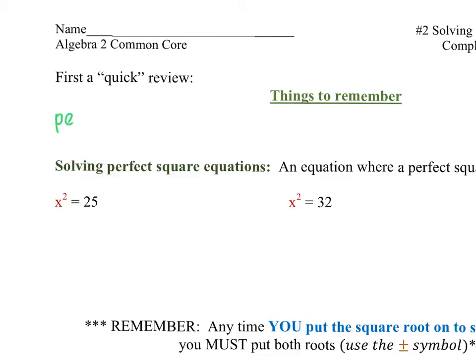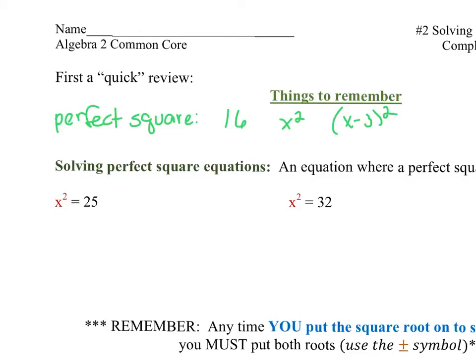So, the first thing you have to remember is what is a perfect square. A perfect square is any number times itself, yes, but it's also any value times itself. So 4 times 4 is a perfect square, but so is x times x, and so is x minus 3 squared. And anytime you can write something squared, it's a perfect square.